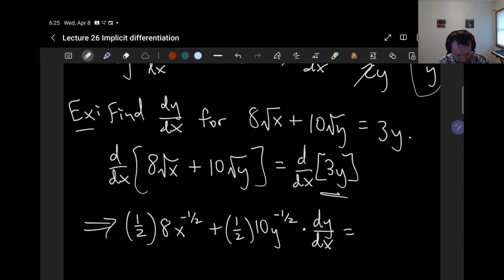Over here, 3y. So I pretend like I'm taking the derivative of y with respect to y, and I get 3. But really it's with respect to x here, so I have to multiply by dy/dx.